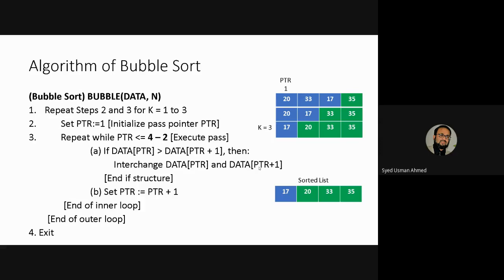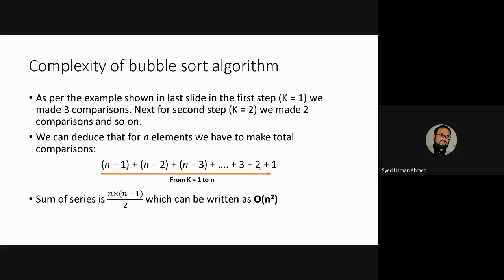Now let us analyze what complexity this particular algorithm has. As per the example shown in the last slide, in the first step for k is equal to 1, we made 3 comparisons. For the next step k is equal to 2, we made 2 comparisons and so on. So we can deduce that for n elements, we have to make a total of n minus 1 plus n minus 2 plus n minus 3 up to 3, 2 and 1 comparisons. This is a series and the sum of the series is n into n minus 1 by 2, which can be written in asymptotic notation as big O of n square.